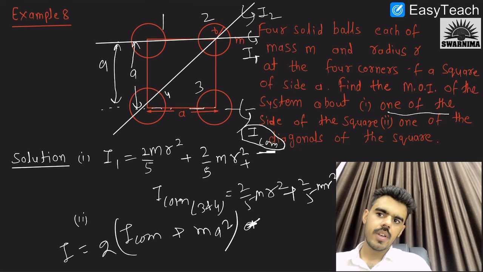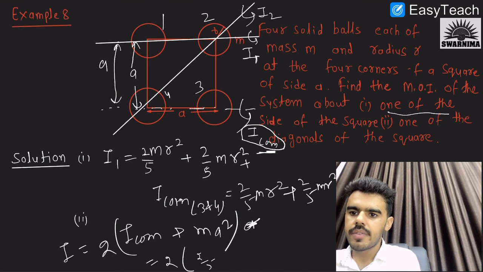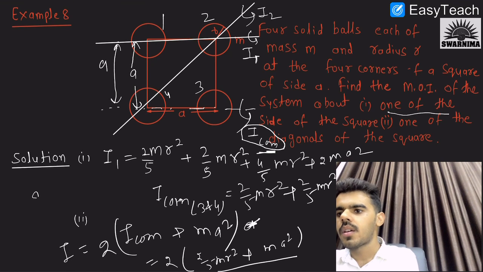Here 3 and 4 number balls are similar, so I can multiply by 2. So 2 into I center of mass is equal to 2 by 5 mr square due to one ball and m A square due to one ball. So this becomes 4 by 5 mr square plus 2 m A square. This total becomes 8 by 5 mr square plus 2 m A square, which is I1.